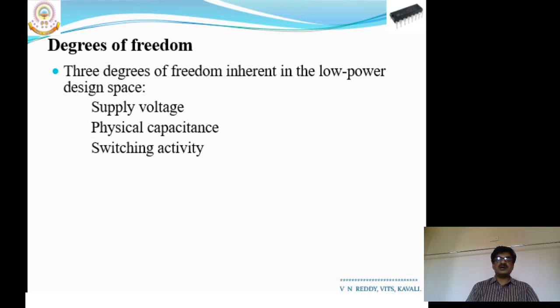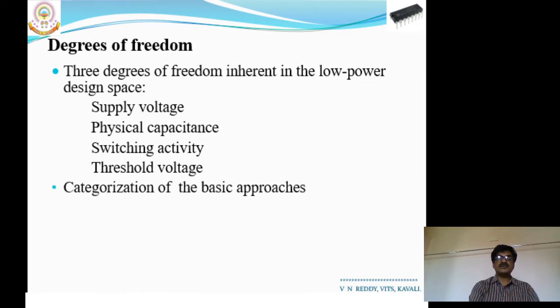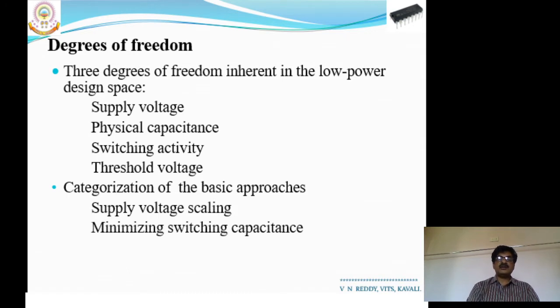In addition, you can also work on reducing the threshold voltage. By working on the threshold voltage also you can reduce the power consumption value. So now, what are the different methodologies to reduce the power consumption? Voltage scaling techniques, minimizing the switching capacitance techniques, reducing the switching activity techniques, and one more is minimizing leakage power techniques.